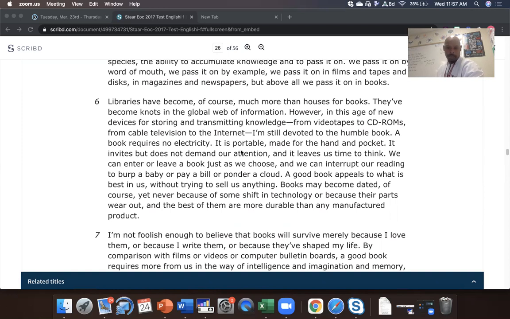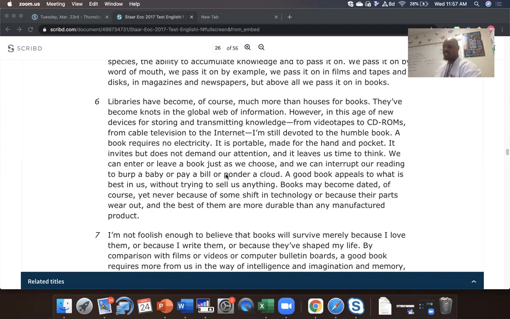A good book appeals to what is best in us without trying to sell us anything. Books may become dated, of course, yet never because of some shift in technology or because their parts wear out. And the best of them are more durable than any manufactured product.